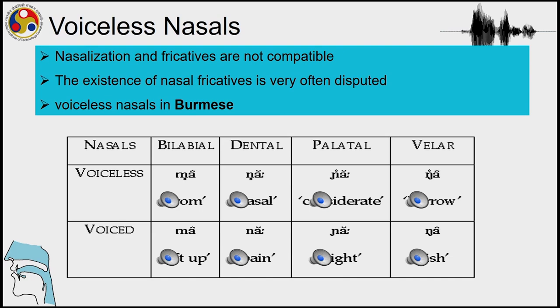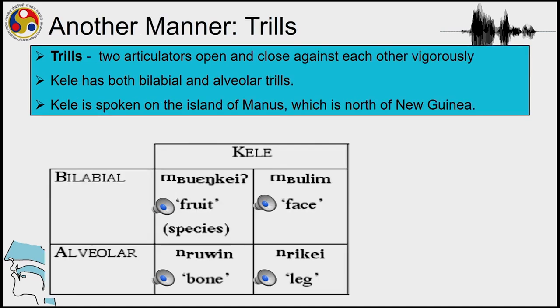So when you heard the voiceless nasals, you heard a whispering sound along with the production of nasal, and that is a characteristic of voiceless sonorants. So another manner of articulation that we have not discussed at all so far is that of trills. So trills involve two articulators which open and close against each other rapidly and vigorously. So Kele is a language which is spoken in the island of Manus, which is north of New Guinea. Kele has both bilabial and alveolar trills.